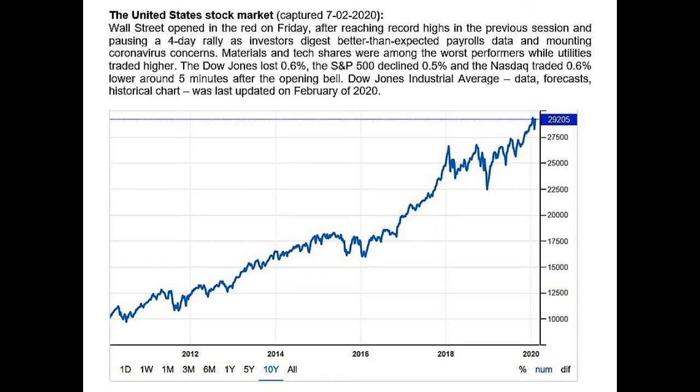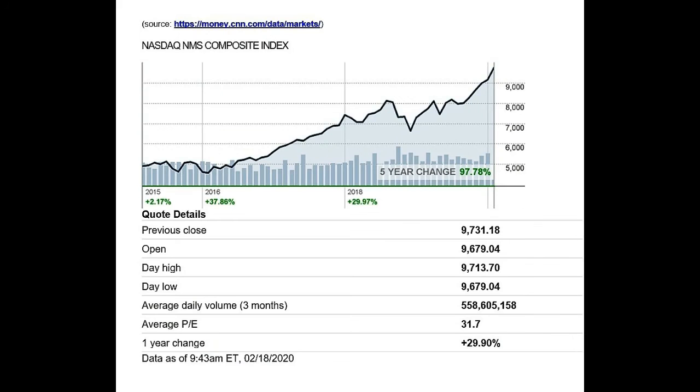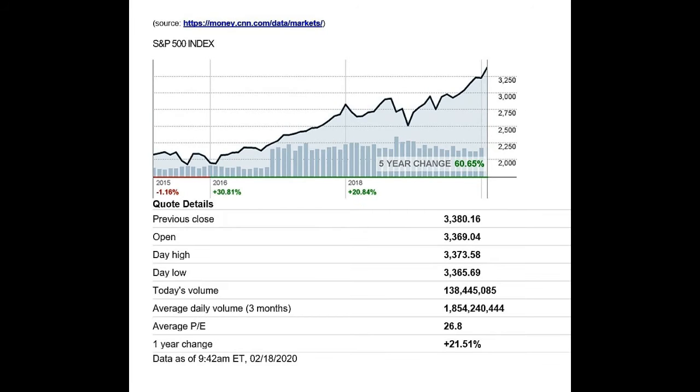This is a graph taken of the overall US stock market on the 7th of February 2020. You can see exponential growth that was stimulated by share buybacks and by cheap money, or liquidity, placed into the economy by the Federal Reserve. Here is the NASDAQ Composite Index graph taken on the 18th of February 2020 showing exponential growth. This is the S&P 500 index taken 18 February 2020. Again, you can see it going through the roof.